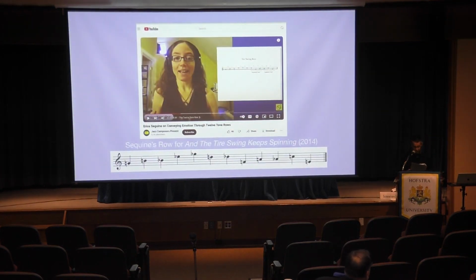In a more substantive way, big band composer Erica Seguin has taught young musicians how to apply 12-tone music to popular genres. According to Seguin, it was the emotive power and expressive pliability of 12-tone music that made it a good fit for her 2014 work, And the Tire Swing Keeps Spinning. The piece opens with 3 slow-moving statements of P7 in the piano, accompanied by pitches belonging to the prevailing tetrachord of the moment, though not necessarily in contiguous order.